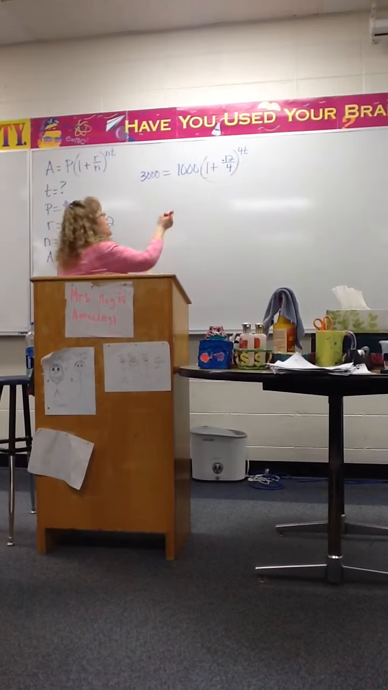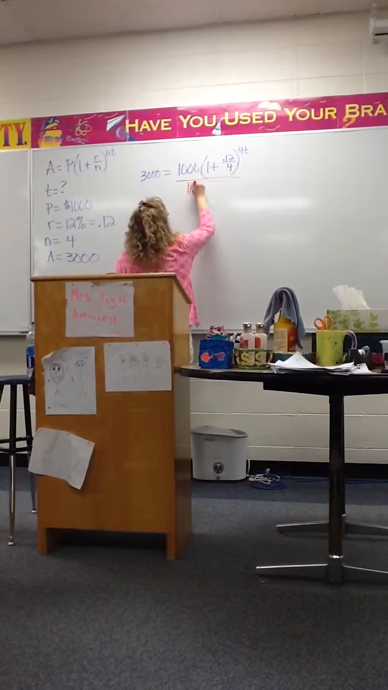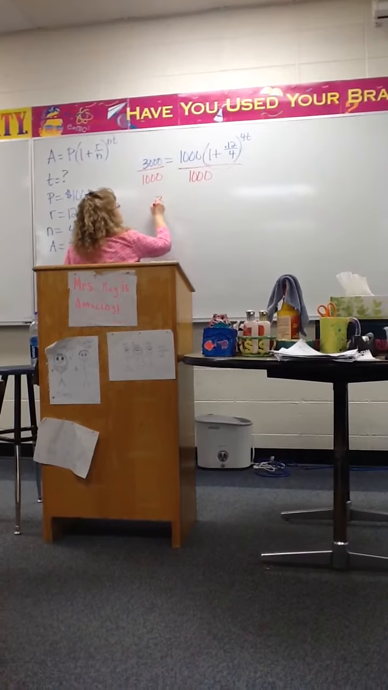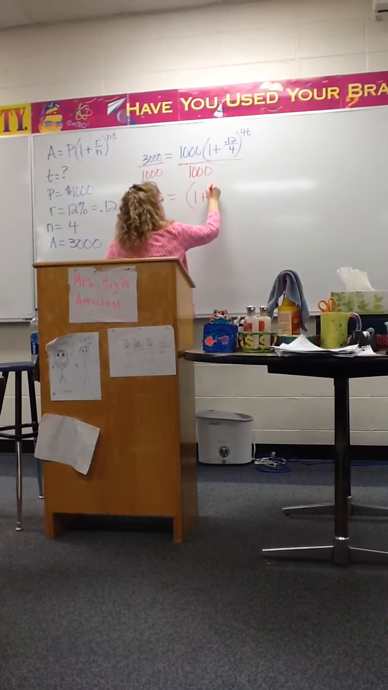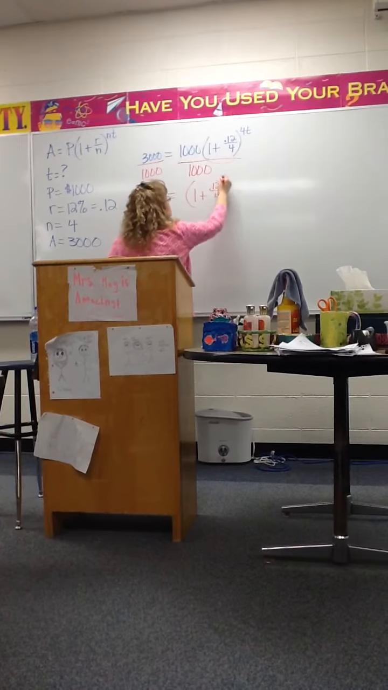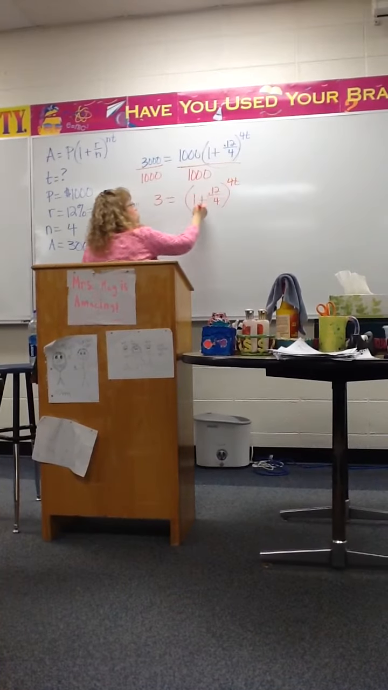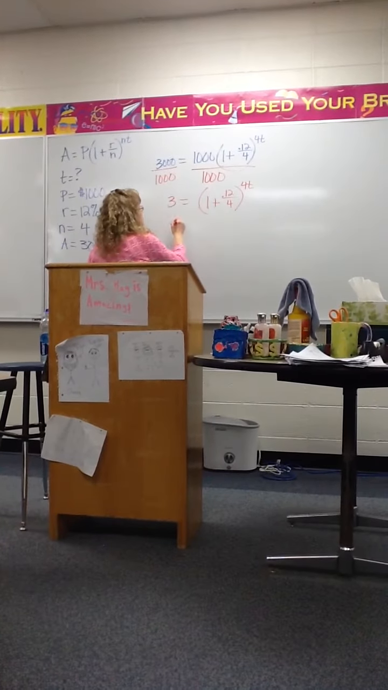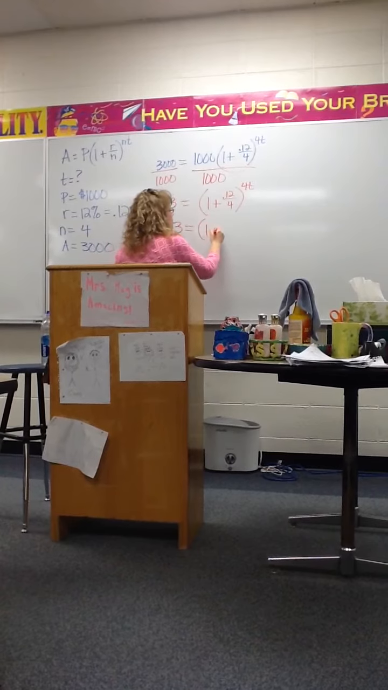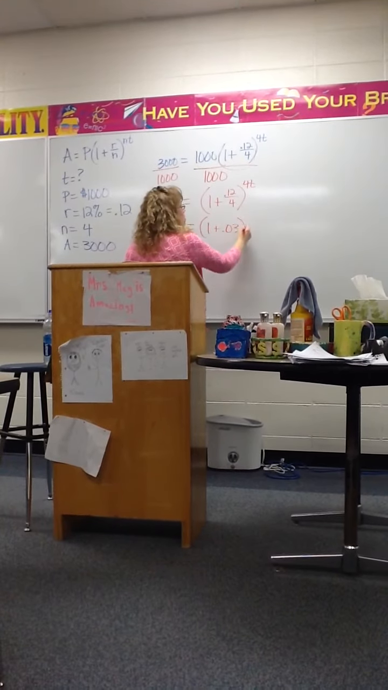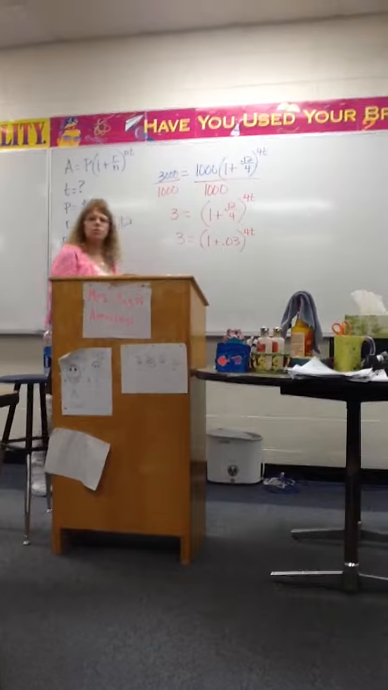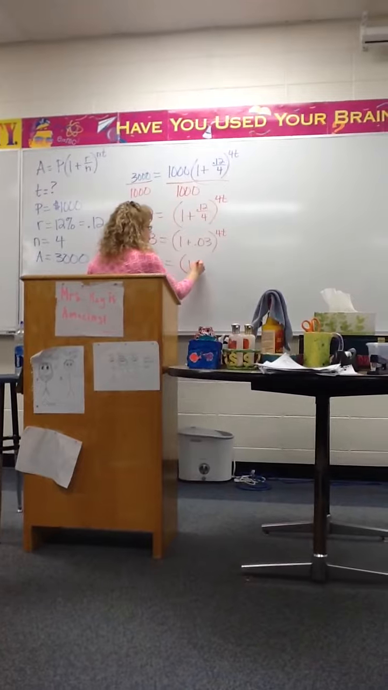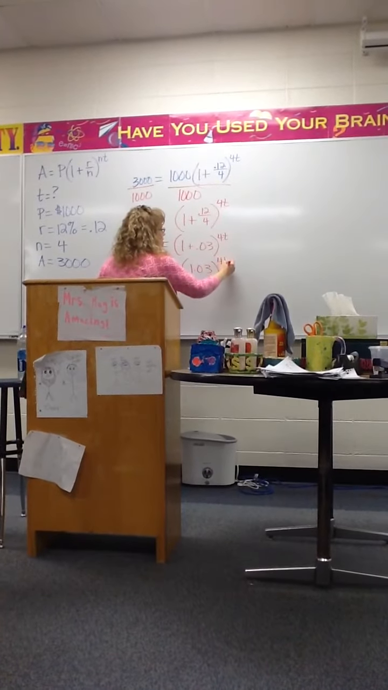I think I would divide by 1,000 first to get rid of it, because that doesn't go with the exponent. So we have 3 equals (1 plus 0.12 over 4) to the 4t. Couldn't we work that out inside there? What is 0.12 divided by 4? 0.03. And so you can actually add that up: 3 equals 1.03 to the 4t.